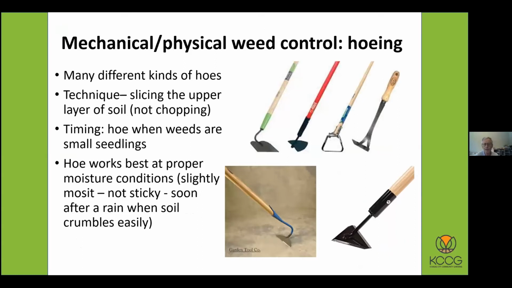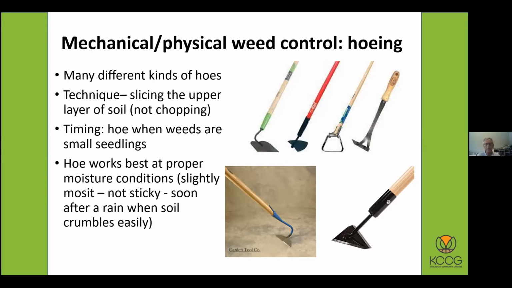So yeah, mechanical weed control, sometimes called physical weed control, because it's not a chemical agent. You're doing something physical, you're using something mechanical like a hoe or a rototiller. So let's talk about using a hoe. A lot of people have used a garden hoe. There's many different kinds, different shapes. Here's just a few of them in this picture. There's many, many different kinds.